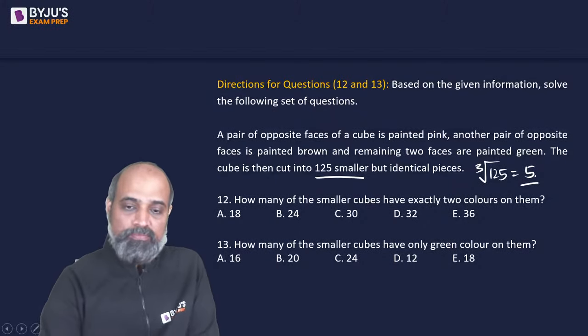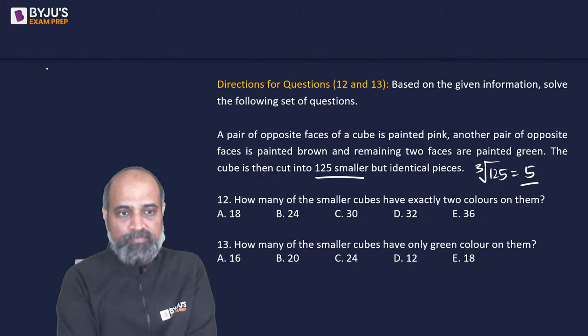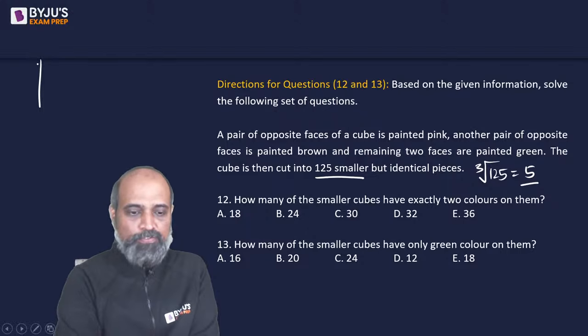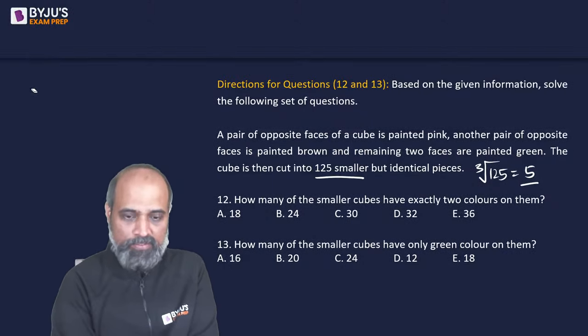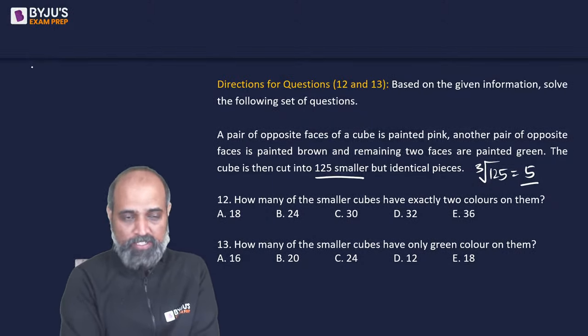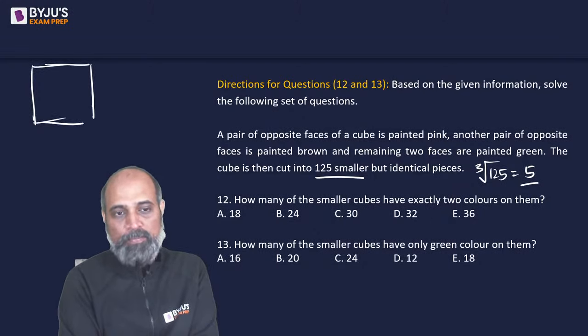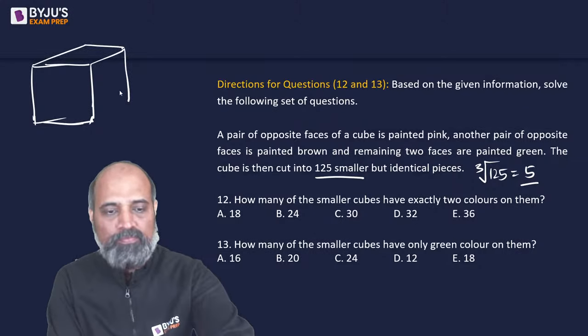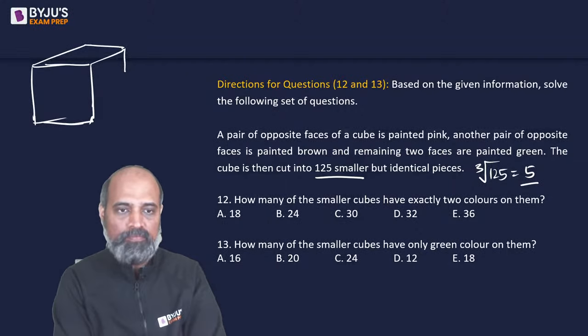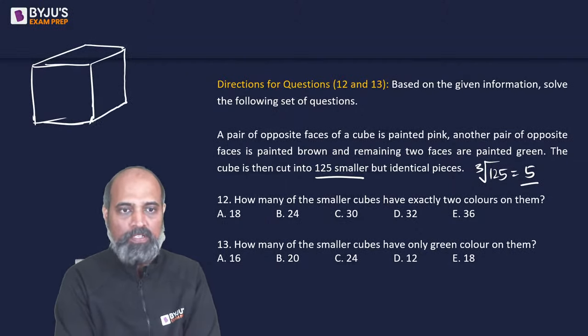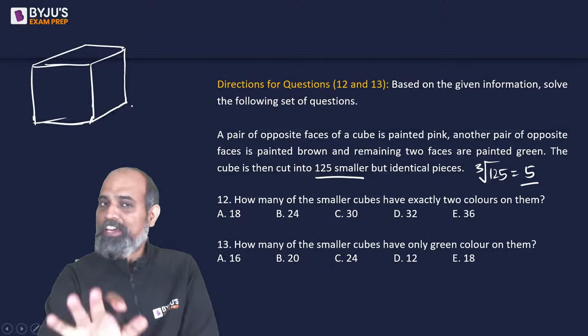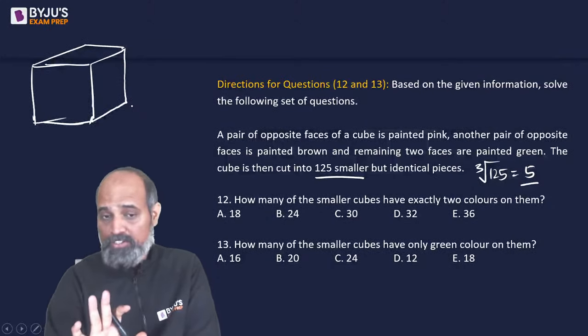So we will have to draw it, right? Without drawing, it's difficult. It's easy for those people who have practiced similar questions before. So 5 by 5 by 5 dimension ka, this is the large cube.